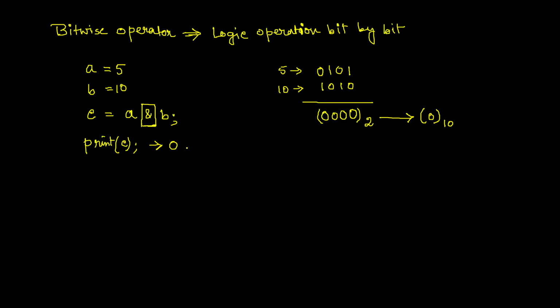So that means, in case of a bitwise operation, there is no guarantee that if we have two non-zero values, the output will always be non-zero. The output can be 0, can be non-zero, can be anything. It totally depends upon the output of the bit by bit logic operations.